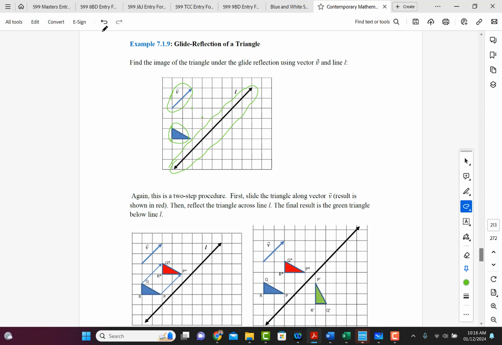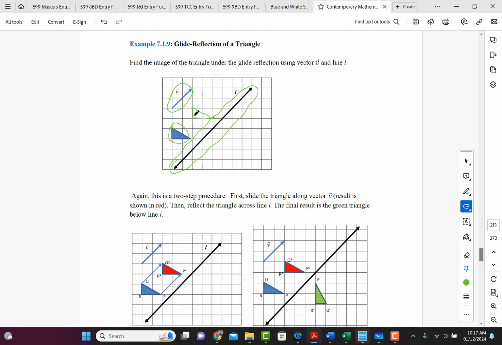Oops, I missed that one. Okay, so it's going to move here. Oops, that's too bad. I'm going to do a little better. There we go. Okay, now that's only part of it.